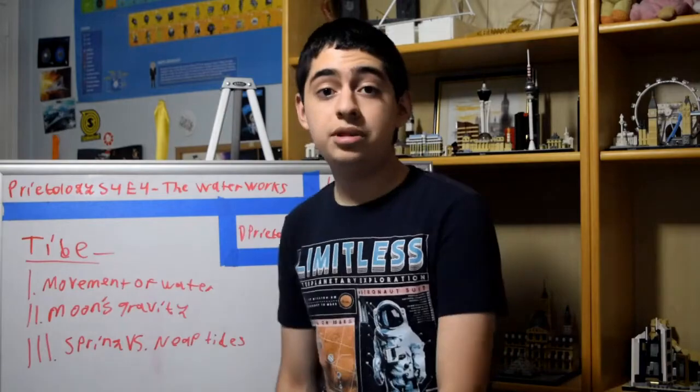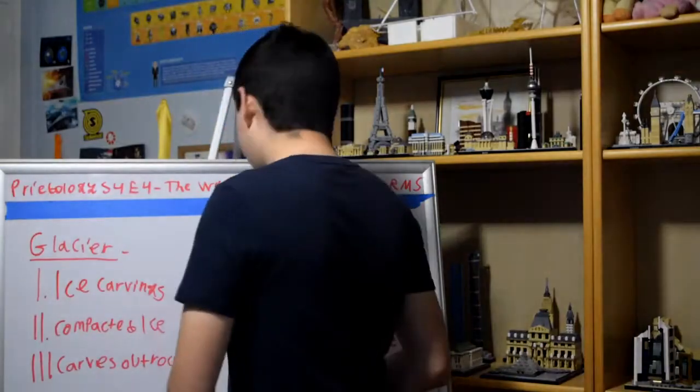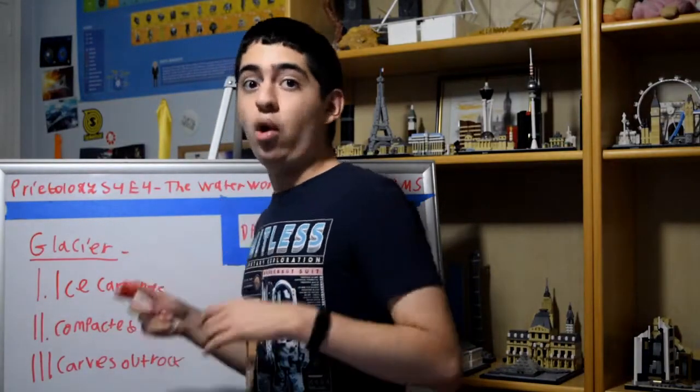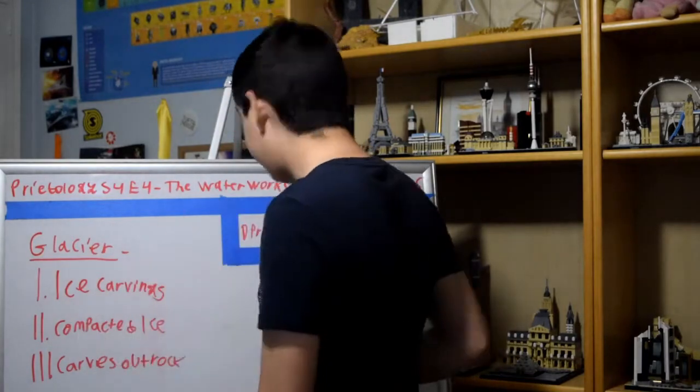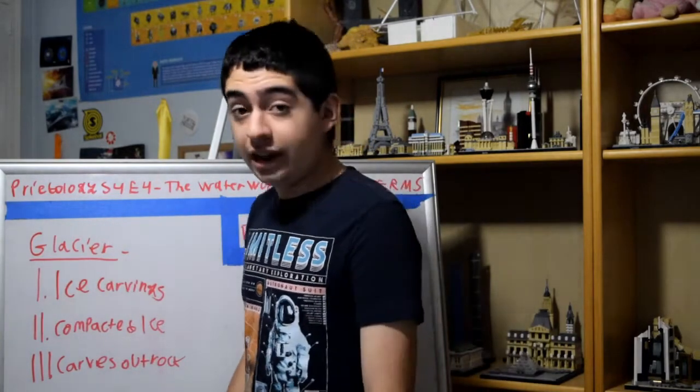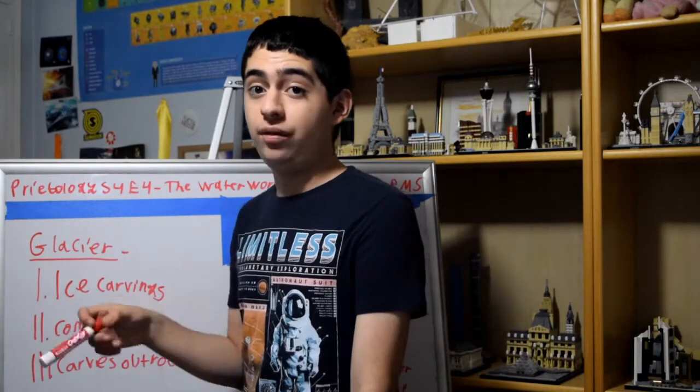Alright, we got 3 more terms to go. We are almost done. Now we've talked about some of the liquid water forms. Let's talk about some of our solid water forms. The first of them, glacier. Glaciers are U-shaped ice carvings inside mountains.